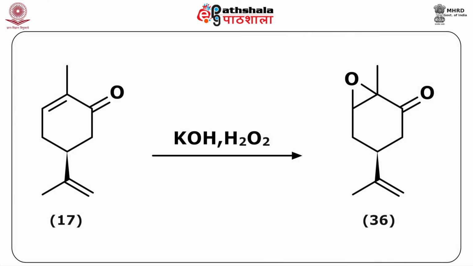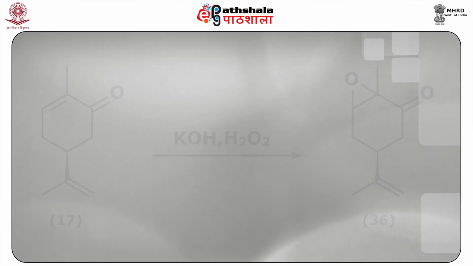Chemoselective epoxidation of alpha beta unsaturated ketones over alkenes. Epoxidation of S 2-methyl-5-prop-1-en-2-yl cyclohex-2-enone in the presence of alkaline hydrogen peroxide gives 4S 1-methyl-4-prop-1-en-2-yl 7-oxabicyclo[4.1.0]heptan-2-one, as shown here in the figure.